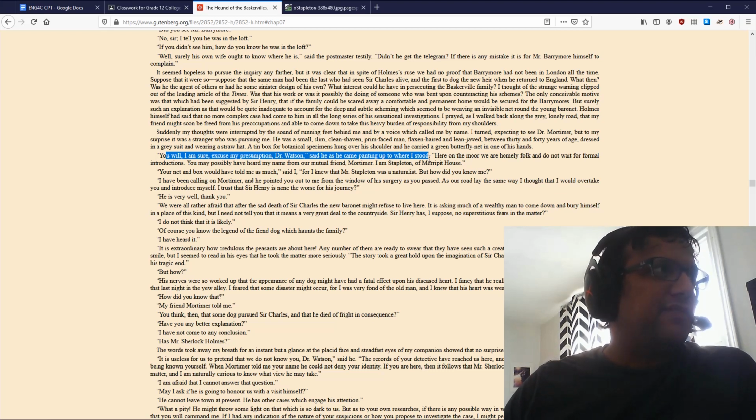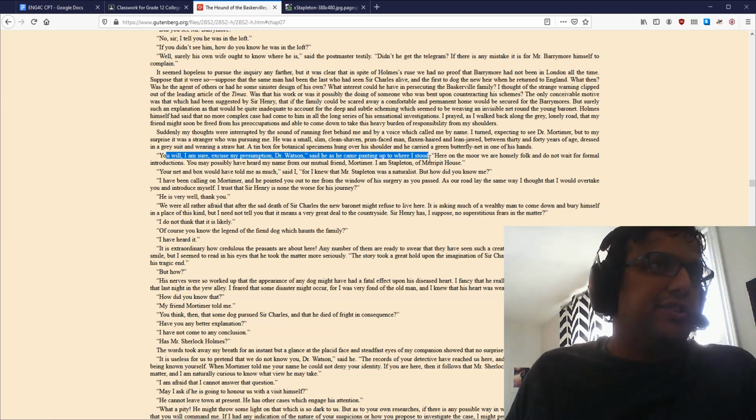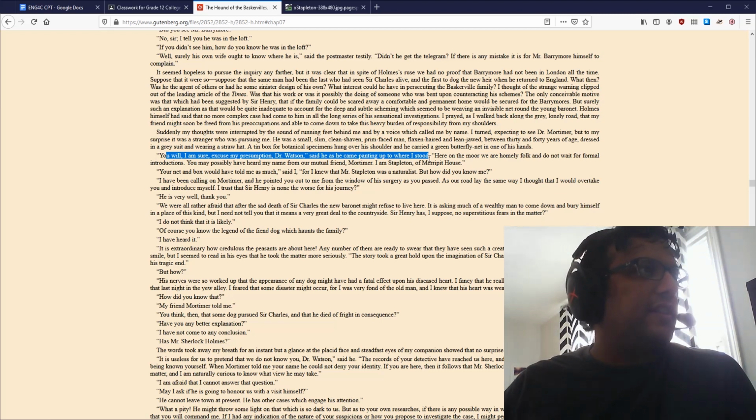"Your net and box would have told me such," said I, for I knew that Mr. Stapleton was a naturalist. "But how do you know me?" "I have been calling on Mortimer, and he pointed you out to me from the window of his surgery as you passed. As our road lay the same way, I thought I would overtake you and introduce myself. I trust that Sir Henry is none the worse for his journey."